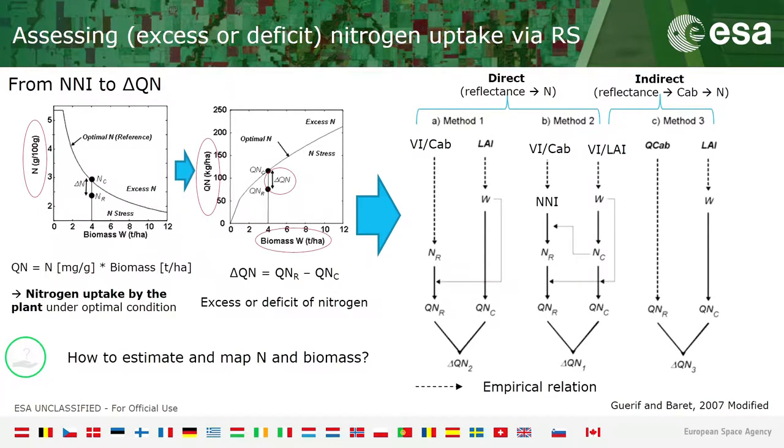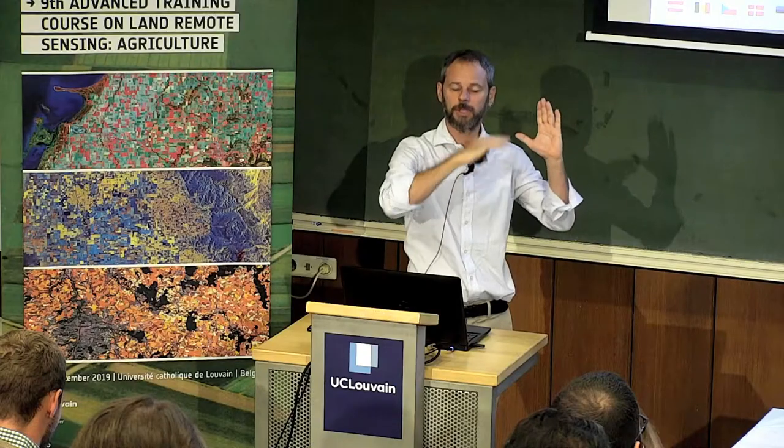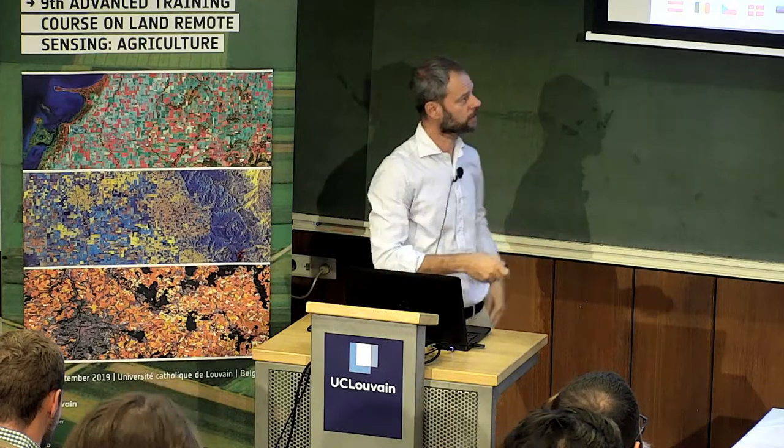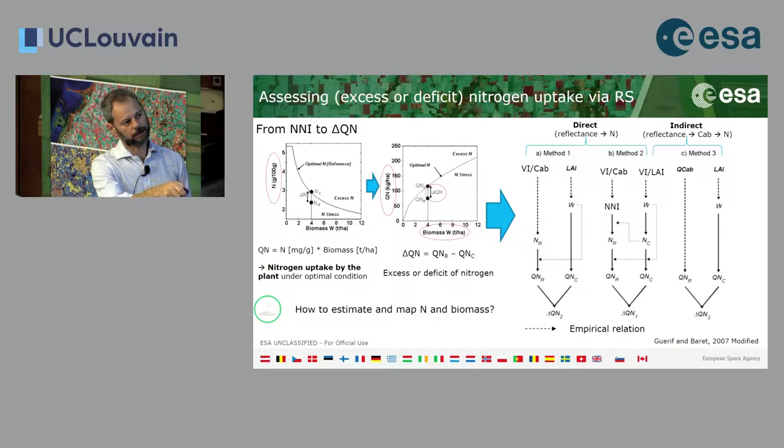So Guerif and Bareth have proposed this scheme to say how to do that. We have different choices according to what we consider best and our skill in handling the data and the relative data we have to use. So the first method is to use vegetation indices or chlorophyll estimates to directly relate to nitrogen concentration. Do you remember the beginning? We showed that there was a clear relation between chlorophyll concentration and nitrogen, okay? Then we can define the relative nitrogen, and arrive at the quantity of nitrogen in the plant. If we compare with the critical one, we have our target, that is the delta.